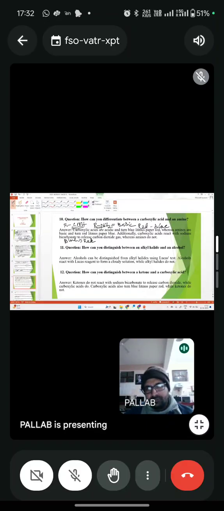We can use another method to distinguish between carboxylic acid and amine. That is, carboxylic acids react with sodium bicarbonate. Sodium bicarbonate.